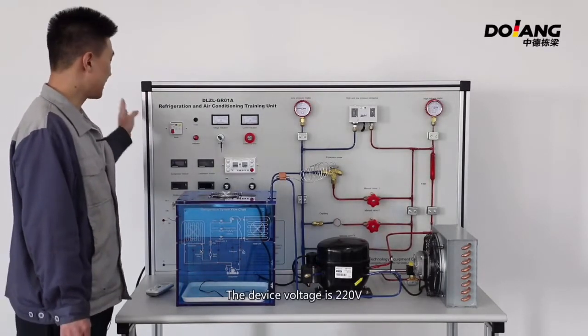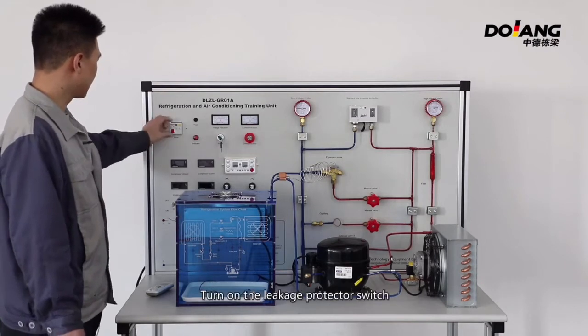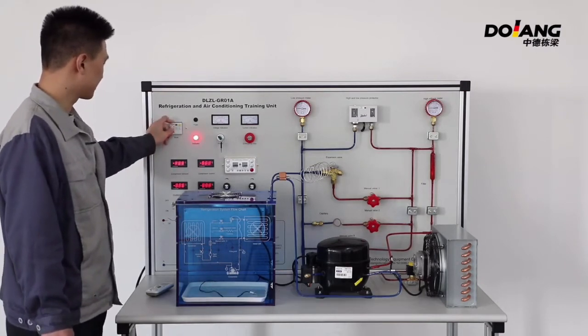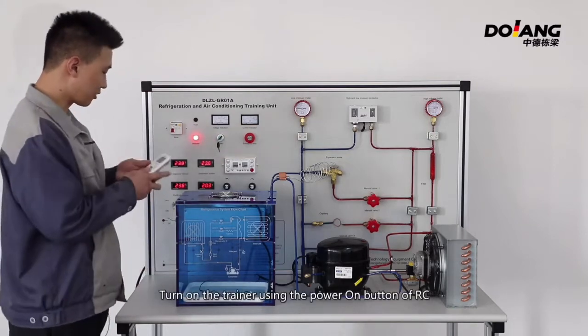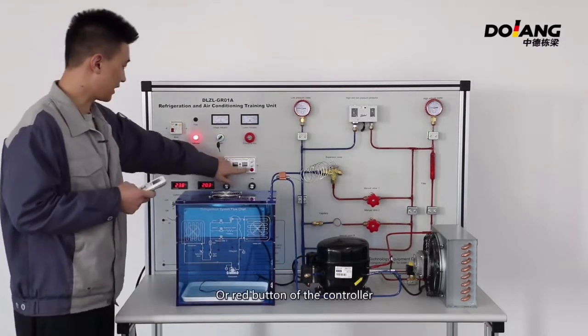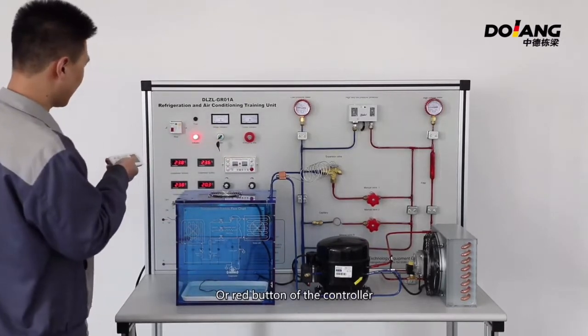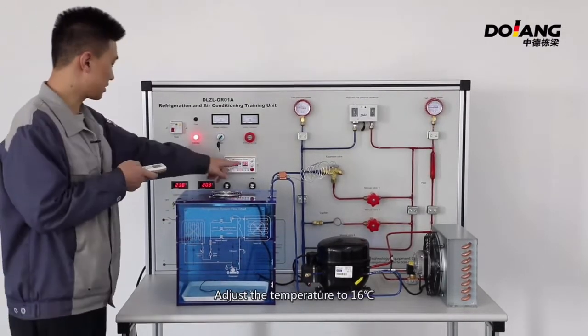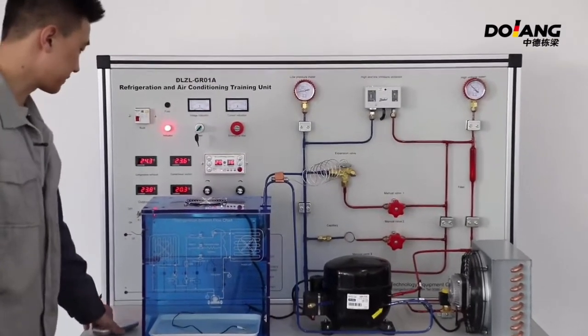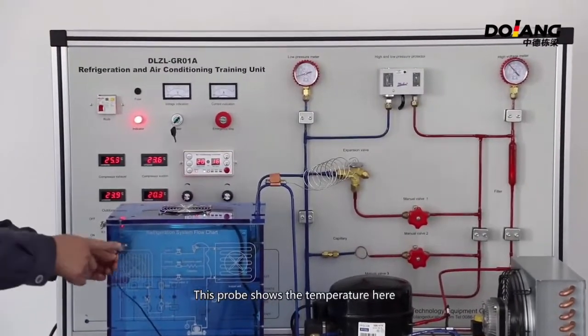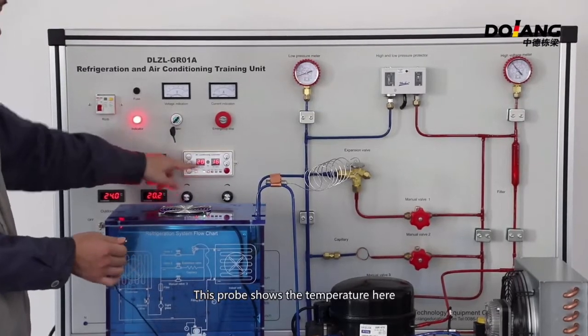The device voltage is 220 volts. Turn on the leakage protector switch. Turn on the key switch. Turn on the device using the power on button of the remote controller or the red button of the controller. Adjust the temperature to 16 degrees. This probe shows the temperature here. When the set temperature is higher than the measured temperature, the device stops operation.